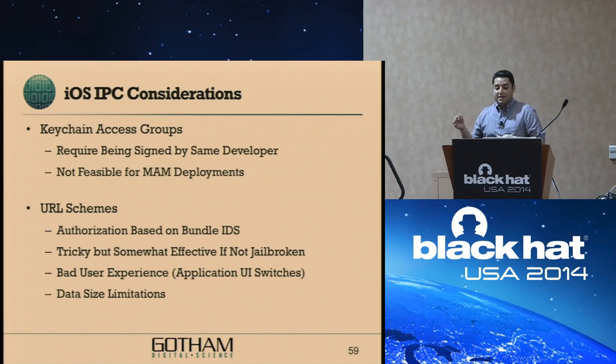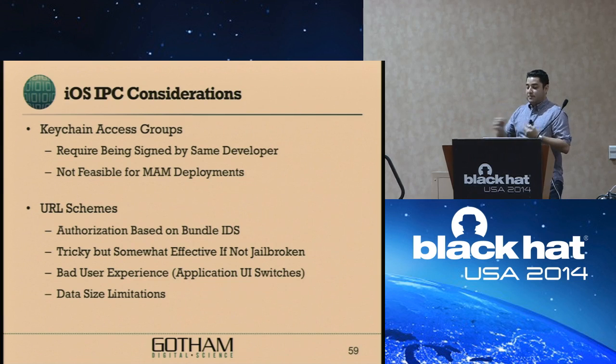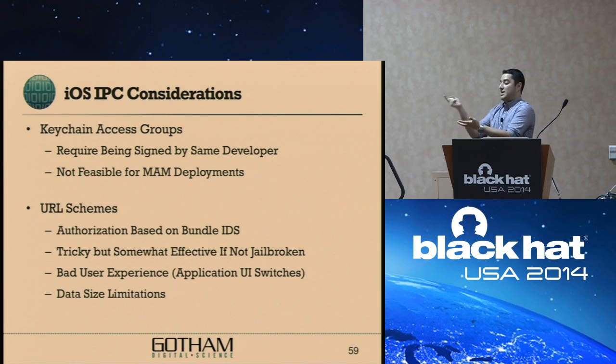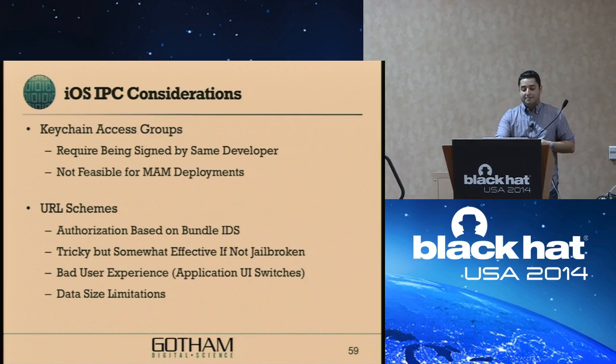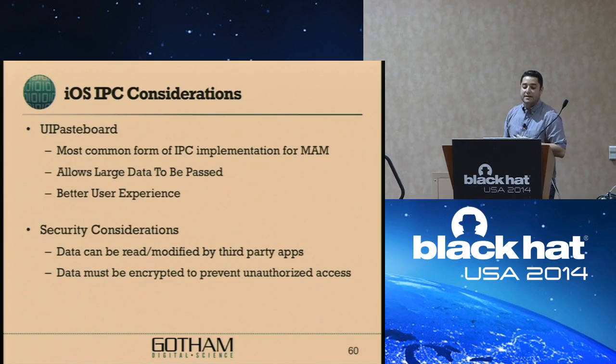URL schemes provide a way to call into another app, but that's a terrible user experience. If you're using an app and it suddenly starts flipping between applications, that's going to provide a pretty bad user experience. But it does provide the ability to do some form of authorization controls based on the bundle ID. And there are data size limitations since it's just a query string.